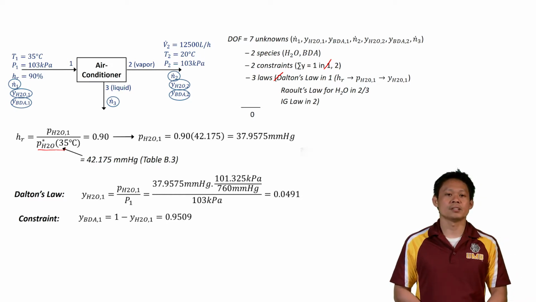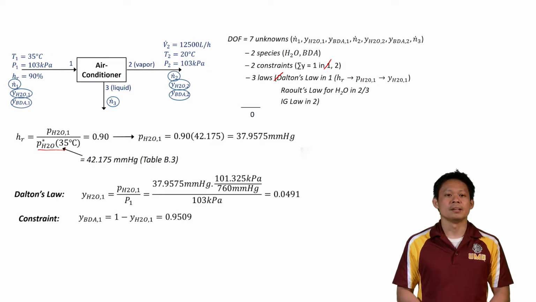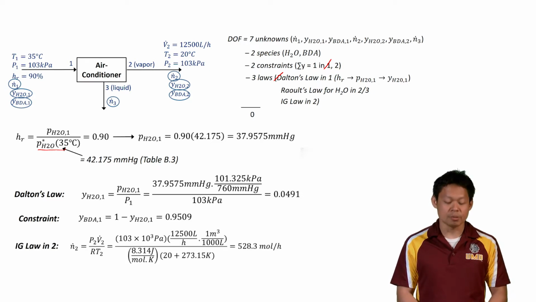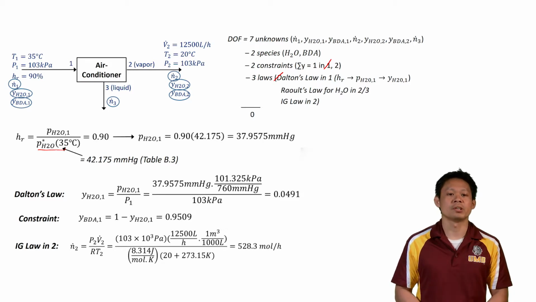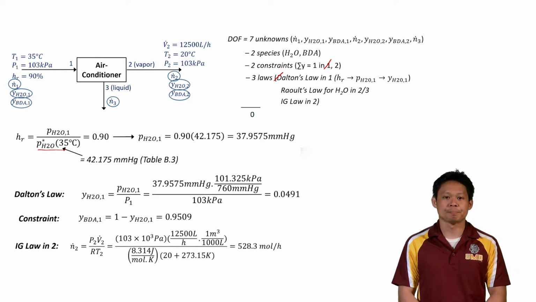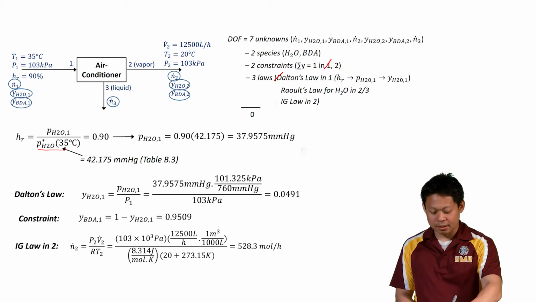So let's do the ideal gas law first. So that will be a review. In this case, in stream 2, we know the temperature and the pressure, and we know the volumetric flow rate. So using the ideal gas law, making sure that your units are consistent, we have N2 as 528.3 moles per hour. So now we are done with the ideal gas law.